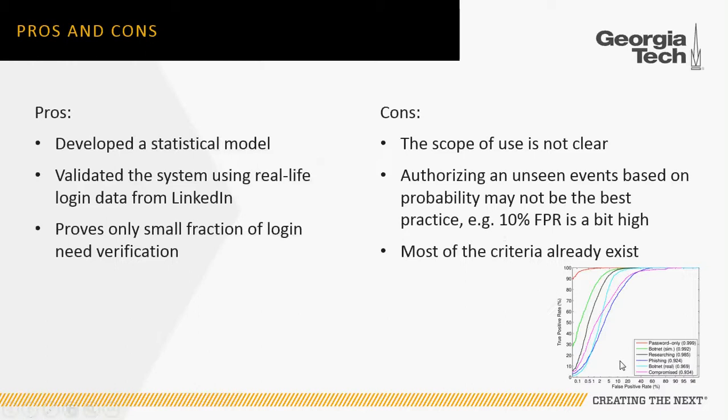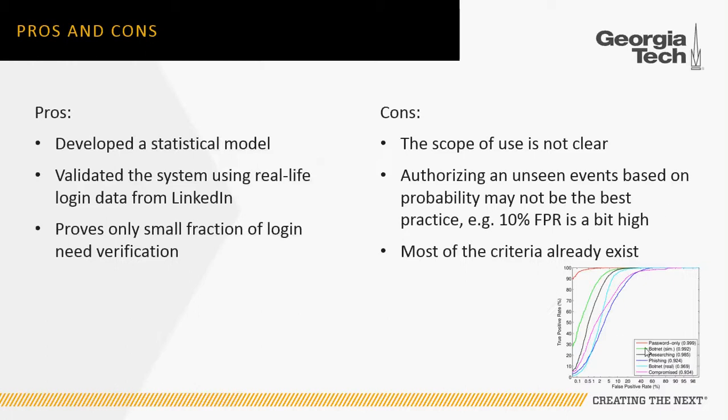So if you look at the curve, 10% is here, but if you decrease to a lower number like 1%, the performance is not that good. So 10%, what does that mean? It means if the attacker tries 10 times, one of it may go through the process. So for some sensitive data or industry, this probably is way too high.